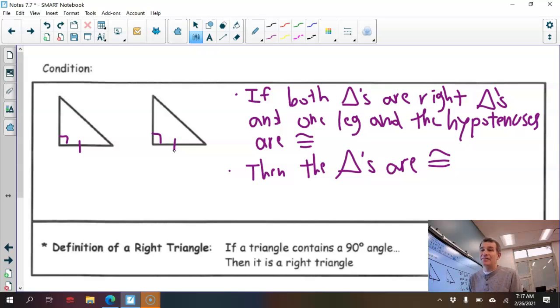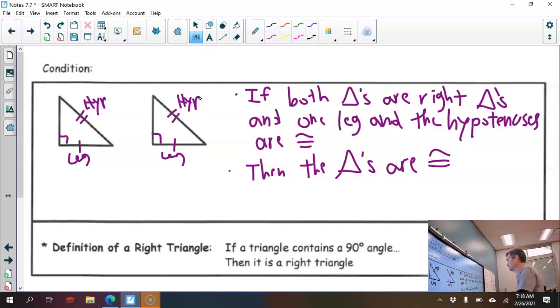Remember, the leg of a right triangle is, well, both sides that make the right angle are called the legs. And the hypotenuses are equal. Remember, the hypotenuse of a right triangle is the side opposite the right angle. So I have a leg equal to a leg, and I have the hypotenuse equal to the hypotenuse, and it's a right triangle, then the triangles are congruent.